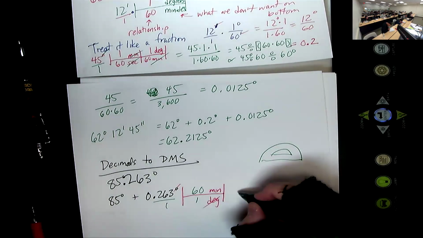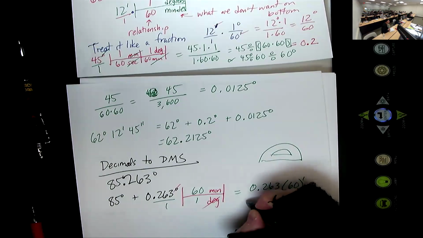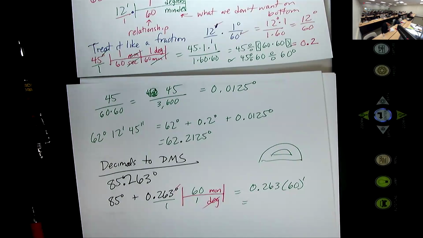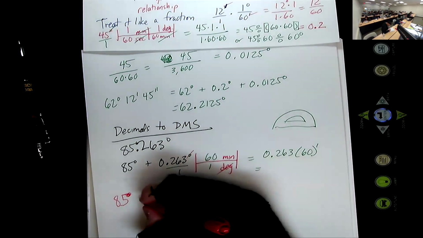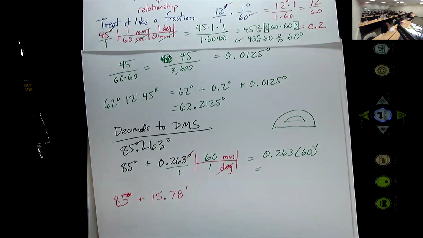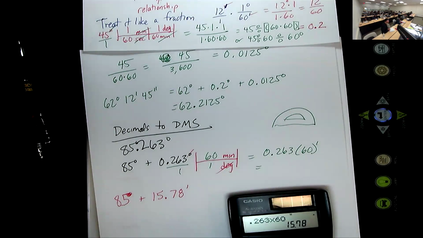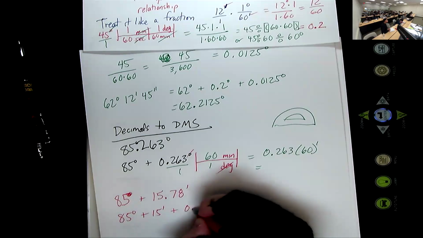If I treat this like a fraction times a fraction, this is 0.263 times 60 minutes. And what do I get when I do that? I still have my 85 degrees, and this 0.263 is 15.78 minutes. 0.263 times 60 was 15.78, unless I messed that up. Then we're gonna do it again. We're gonna peel off the decimal again. So this is 85 degrees plus 15 minutes plus 0.78 minutes.